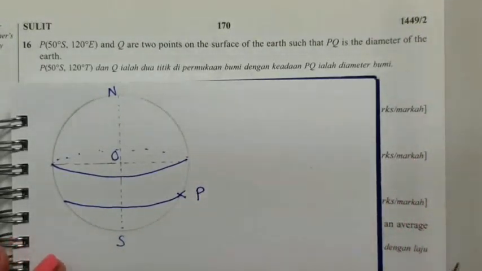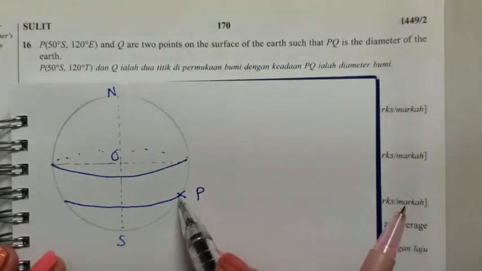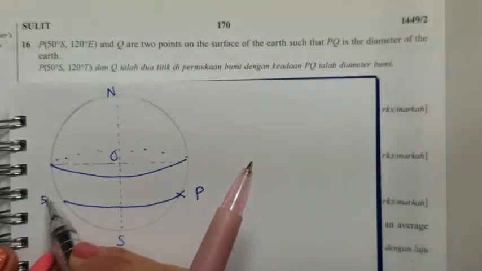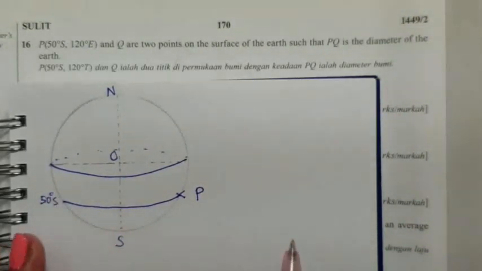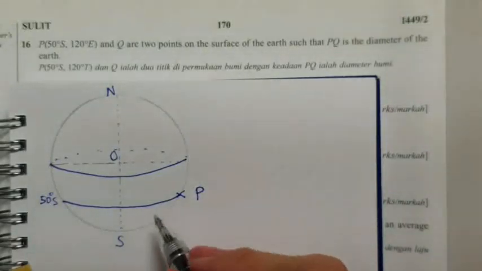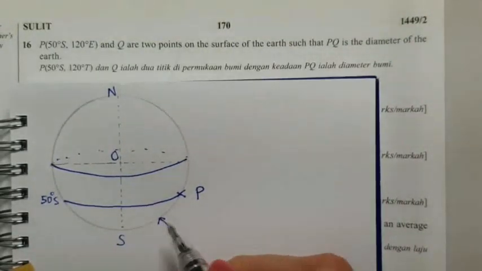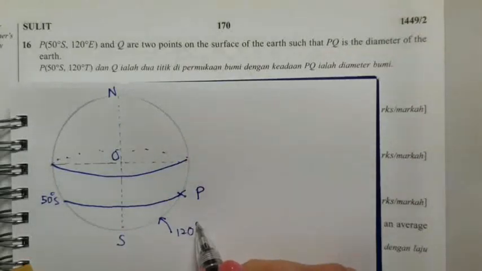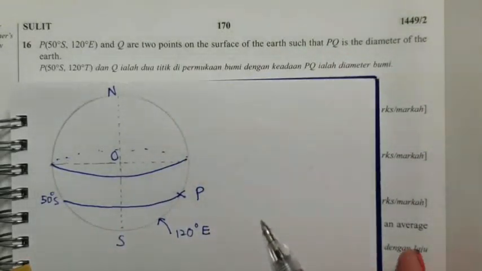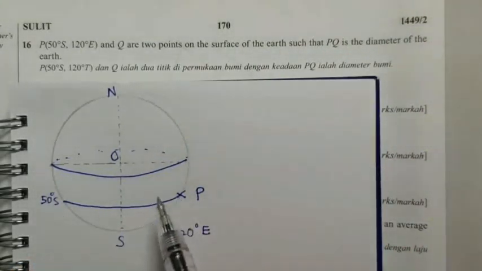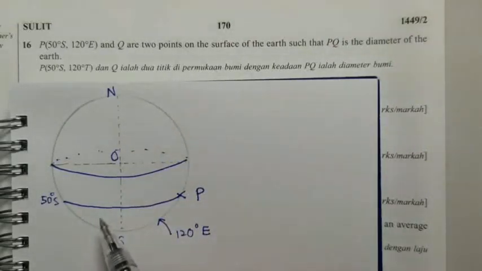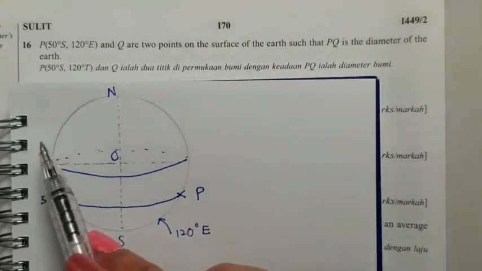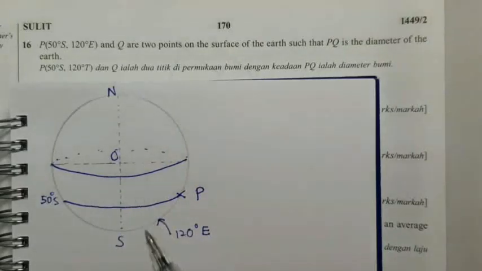Now the position of P is such that it is 50 degrees south, and it is at 120 degrees east. Make it a habit that you mark down your latitude and longitude this way. Latitude put at the side, don't write in the middle, and for the longitude you draw the longitude and then the arrow and put it down here.